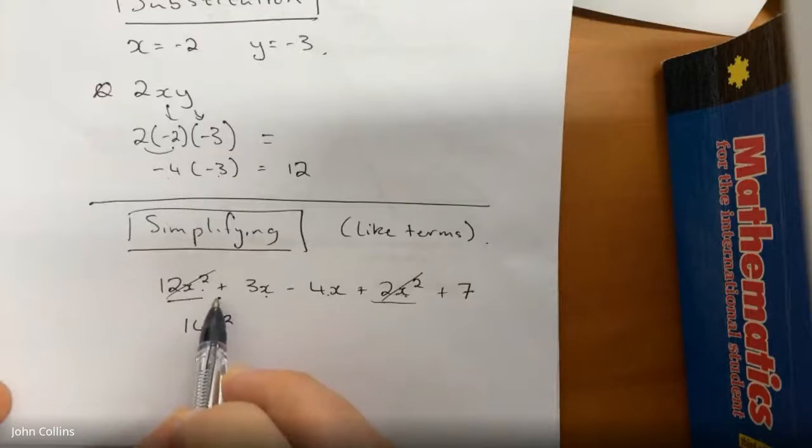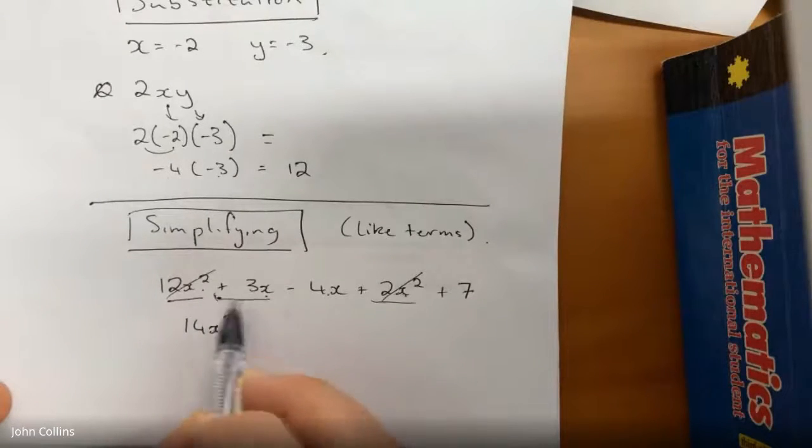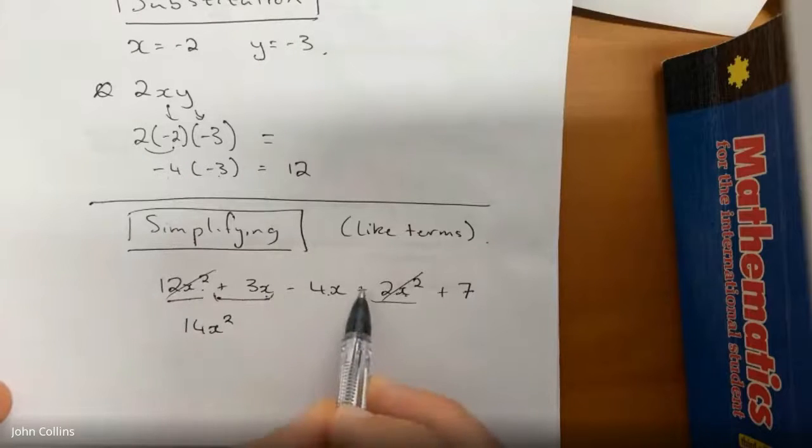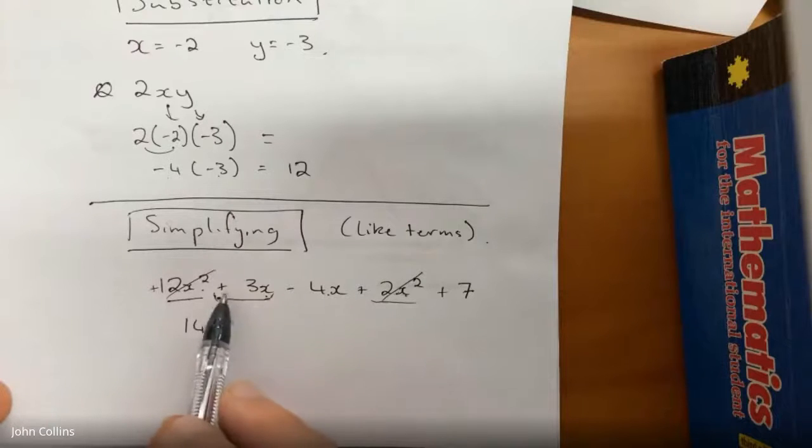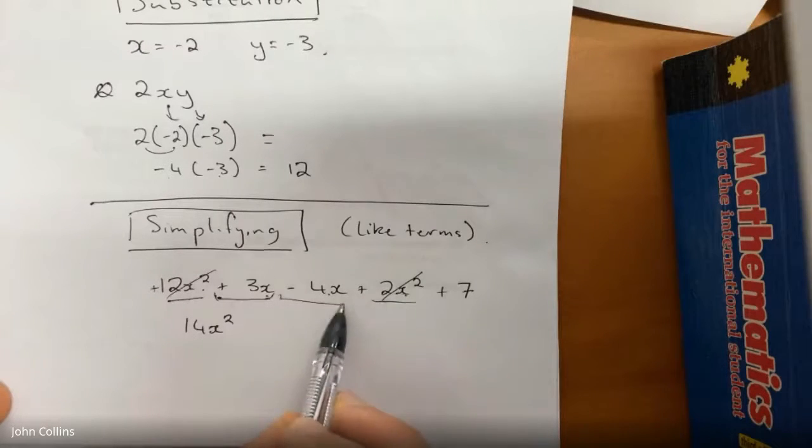So plus 3, make sure to take that sign. Now the first one was easy because that was a plus and that was also a plus. There's no sign, it's plus. This one's not quite as easy. Plus 3x take away 4 x's.